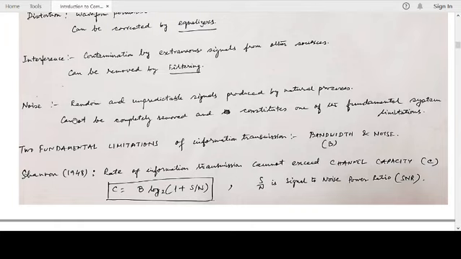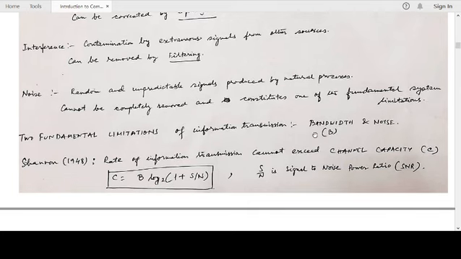Maybe you can filter out and throw away a certain portion of the noise in the band where the signal of interest does not exist. But it cannot be removed from the band where the signal and noise coexist. And this constitutes one of the fundamental system limitations. Noise is the most important fundamental system limitation. In fact, there are two fundamental limitations of information transmission. One is bandwidth. The spectrum is very precious; all of us share the same spectrum. And the second thing is noise.